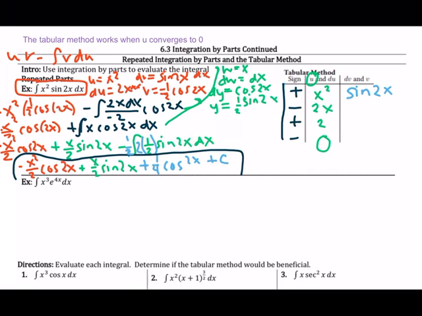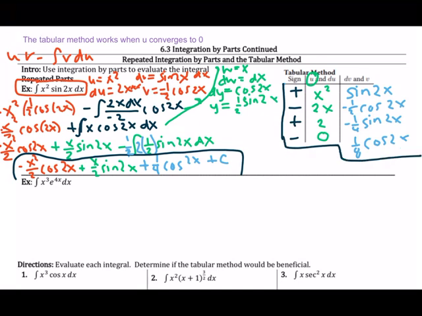You are then going to integrate sine of 2x for the same number of times that you had to differentiate your u value. So if I integrate sine of 2x, I get negative 1/2 cosine of 2x. If I integrate negative 1/2 cosine 2x, I get negative 1/4 sine of 2x. If I integrate negative 1/4 sine of 2x, I get positive 1/8 cosine of 2x. So that's how you set up the table.